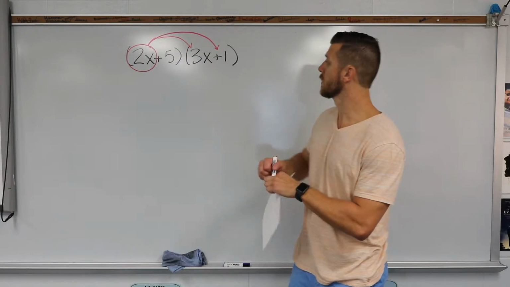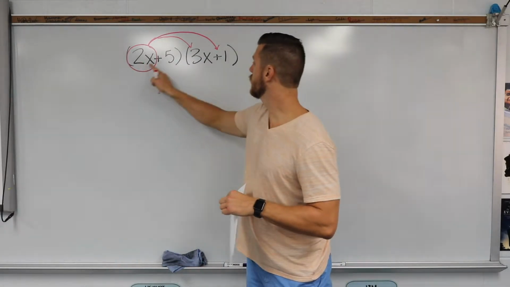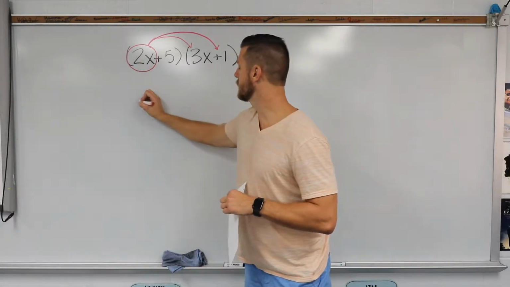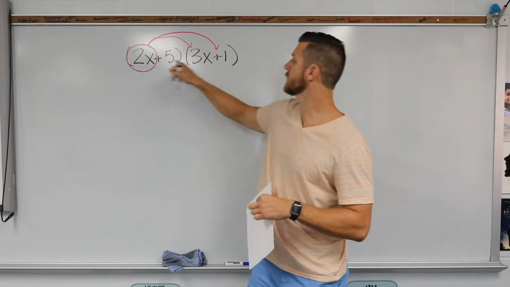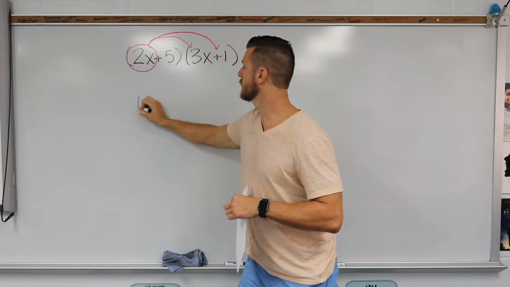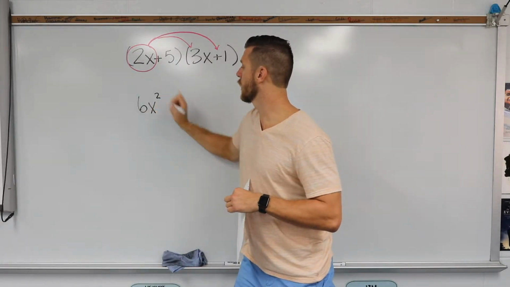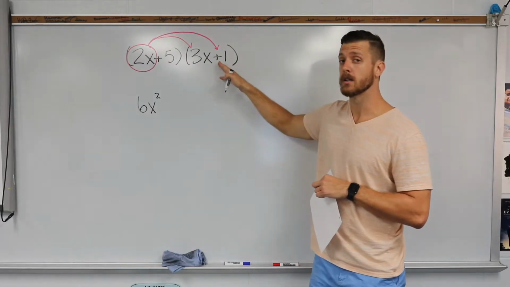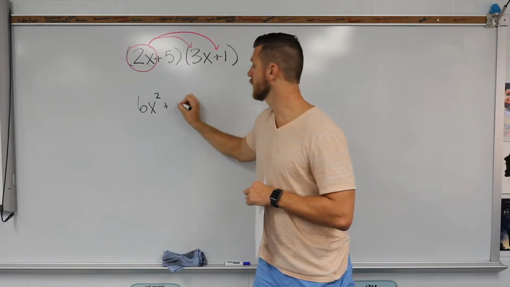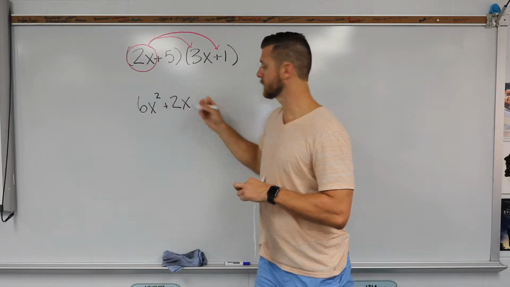We get 2x times 3x. I'm not going to use a different color, I'm going to use black. 2x times 3x is 6x squared. 2x times 1 is a positive, or plus 2x.